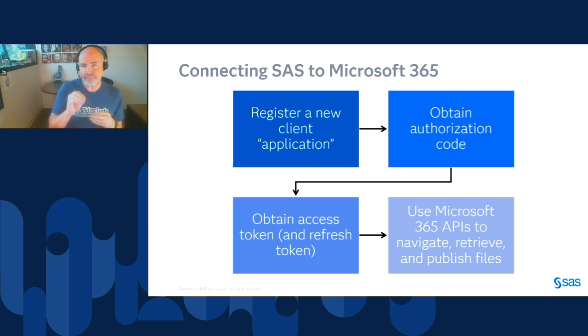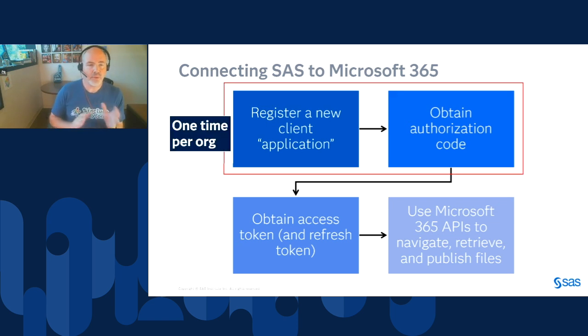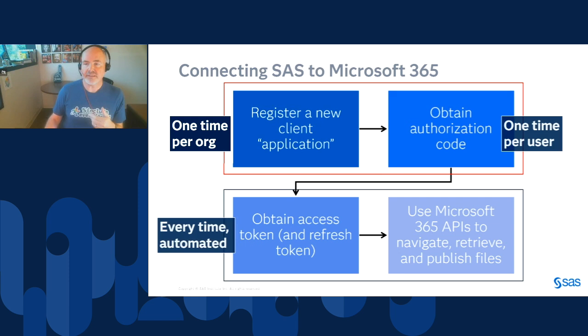Once you have that app registered, and really only one person in your organization needs to do that, and multiple people can use the same app, then each individual who needs to access it can obtain an authorization code. So one time per organization, you create that application. One time per person, you get an authorization code.